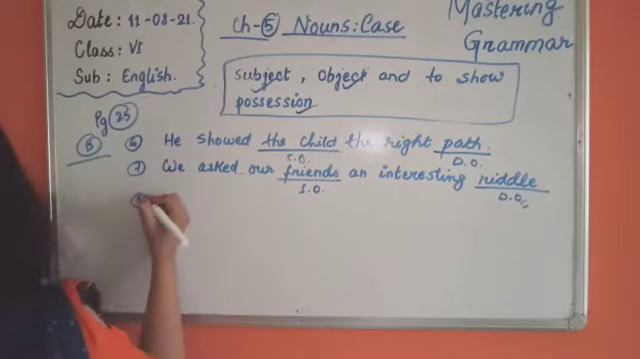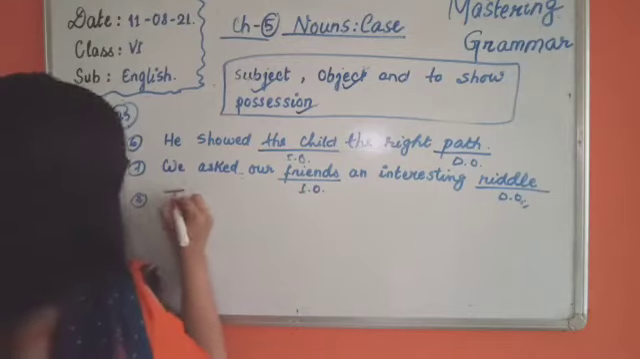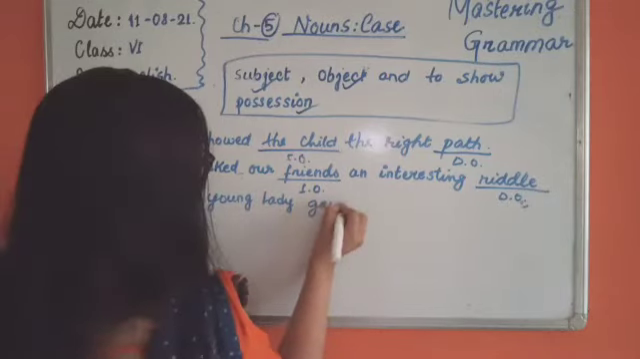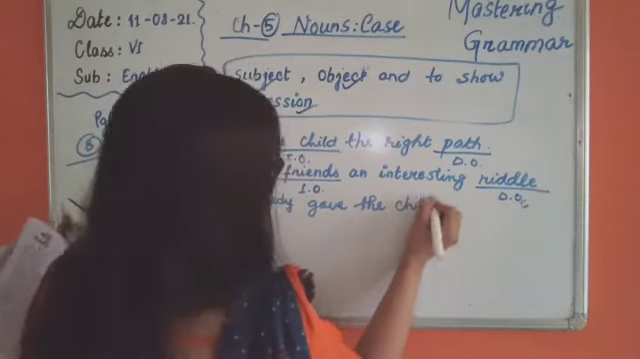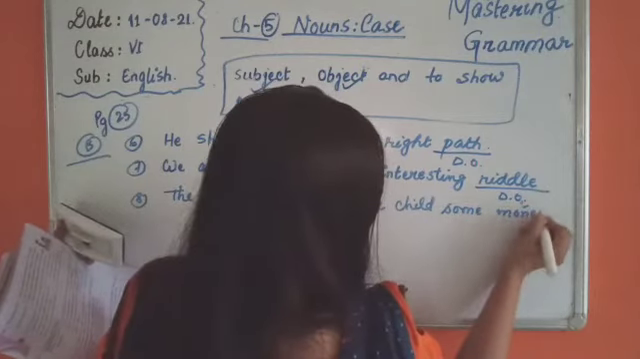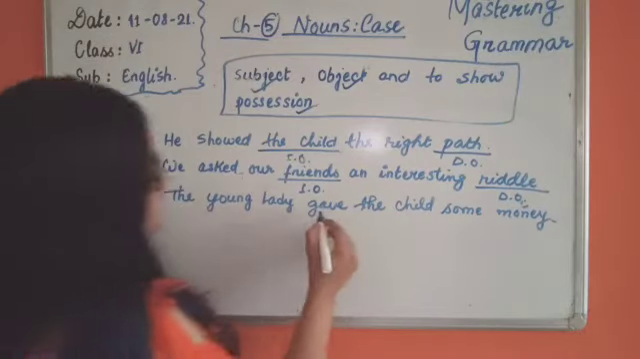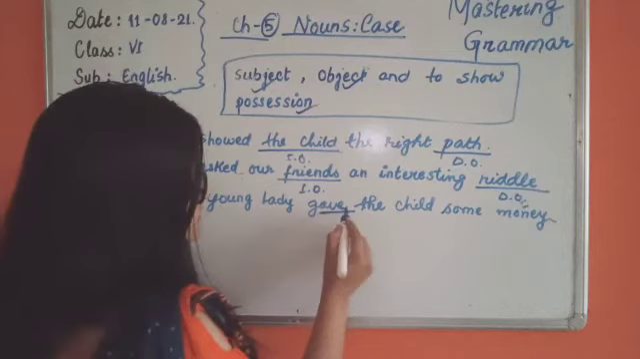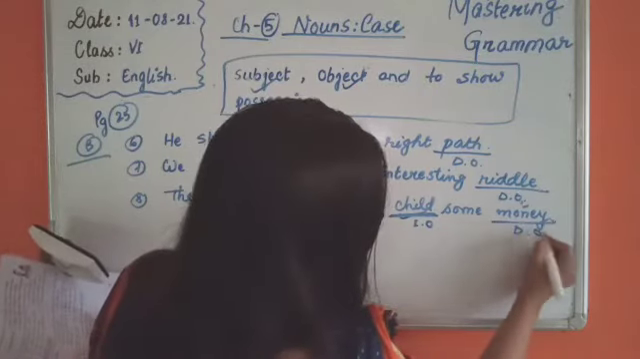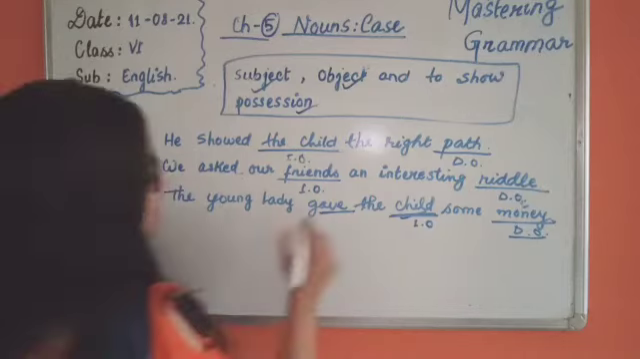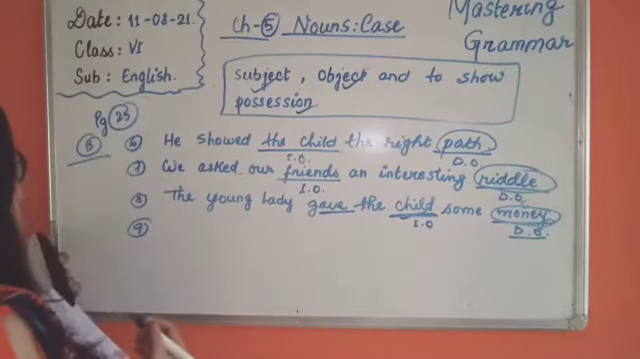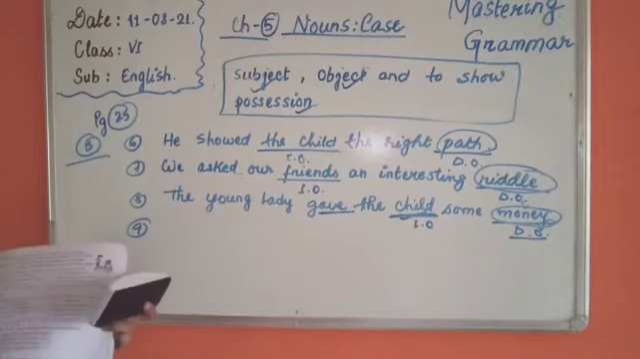And the last one of this exercise, number 8, the young lady gave the child some money. Yes. Now see, again gave has been used as a verb. So here our child is a person, so indirect object. Money is again DO, direct object. Yes. Number 9, and with this path is circled, riddle is circled, money is circled, because direct objects have to be circled. Okay, children.